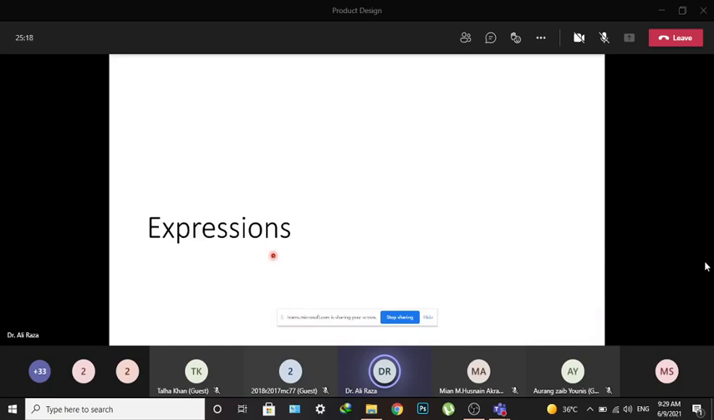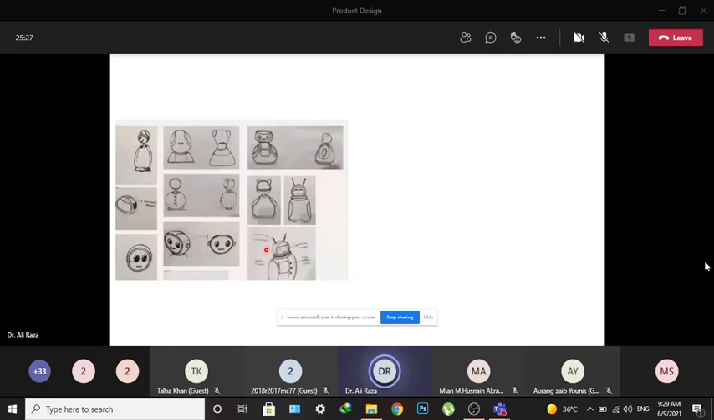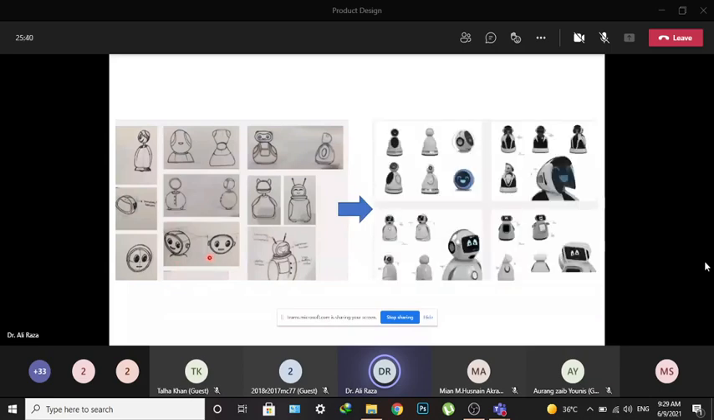So from an expression standpoint, quite a lot of different phases were identified, taking cues from how cartoons and animated characters are developed, and taking cues from existing products as well. So quite a lot of different sketches were made and then transformed into a 3D set of models that you can see over here. So you can see at this particular stage, there are four different models.